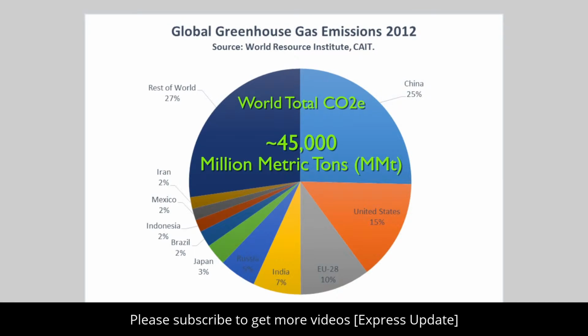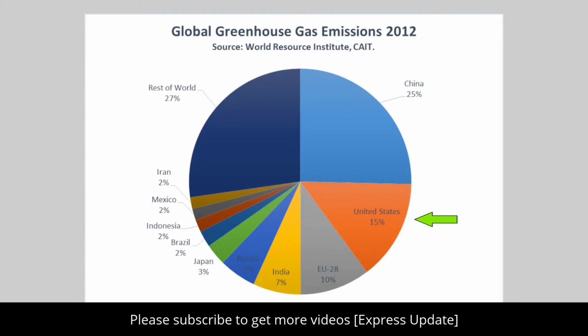This graph shows percentages of greenhouse gas emissions by country in 2012. The United States is currently the second highest emitter of these gases, contributing about 15% of the world total. The highest emitting country is China.